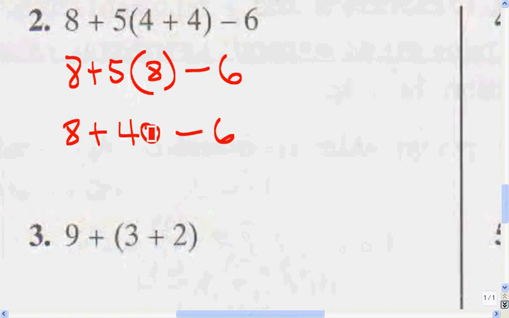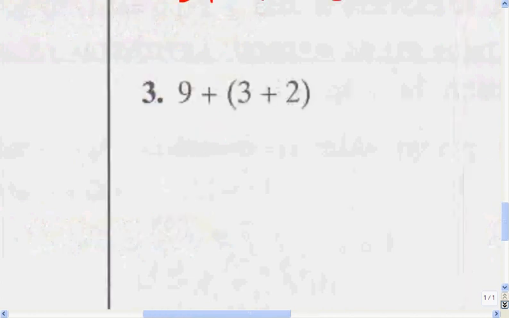It doesn't matter if we subtract the 6 from the 40 first, or if we add the 8 to the 40 first, you'll still get the same answer. Well, let's add the 8 to the 40 first. That'll give us 48 minus 6. And now we can subtract the 6 from the 48, and that'll give us 42. And our answer will be 42.